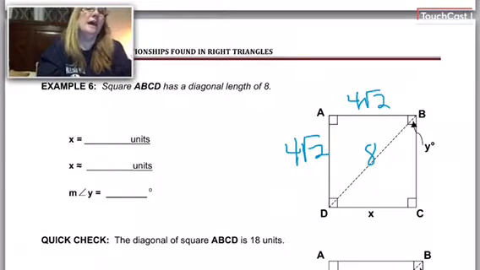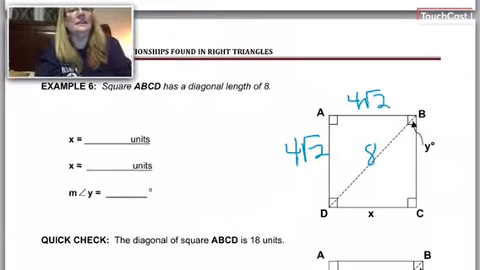Okay, and so now we have a quick check here that says now we're going to say that the diagonal is 18. So I want you to think for a minute and give a guess of what you think the answer might be. Okay, and then let's solve for it.